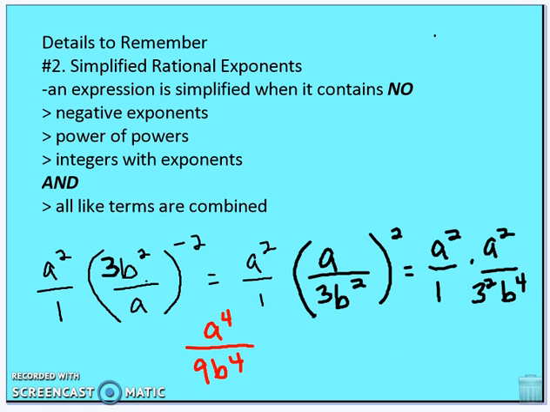Second thing is simplified rational exponents means it has no negative exponents. There are no power of powers. There are no integers with exponents. Of course, letter variables can have integers applied to them and retain the integers in simplified form, and all like terms are combined.